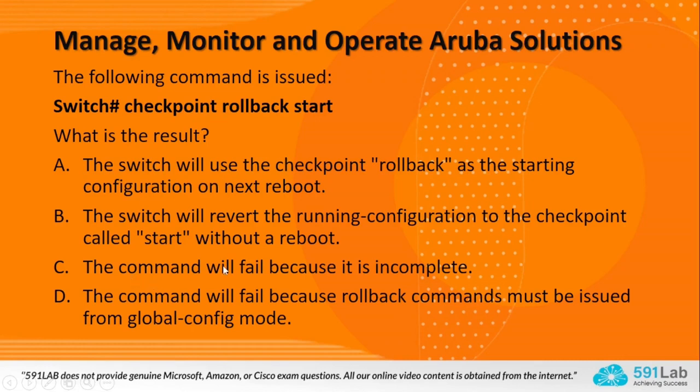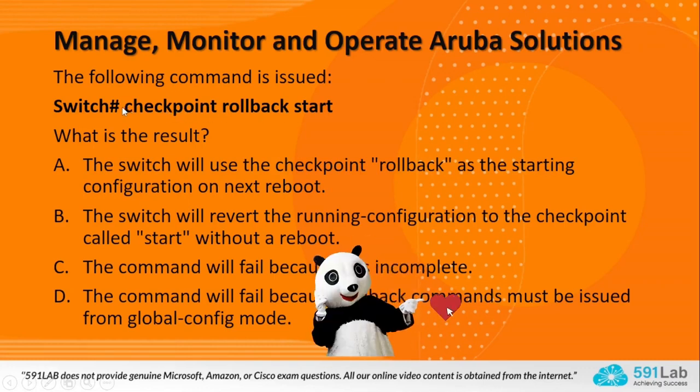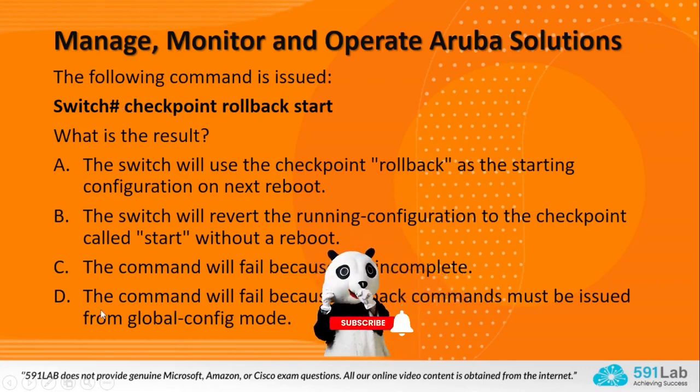The command will fail because it is incomplete. No, it is not incomplete. Option C is wrong. The command will fail because rollback commands must be issued from global config mode. No, this is not correct, because we have seen commands are available in privilege mode. So option D is also wrong. So the correct answer is option B.